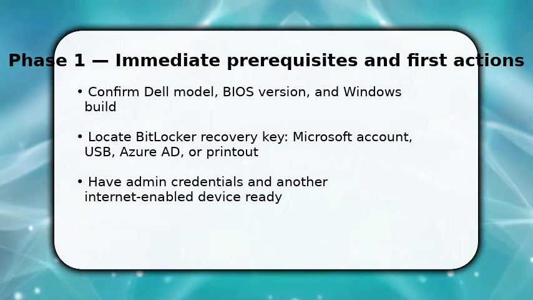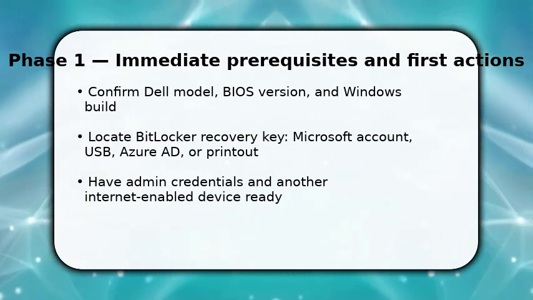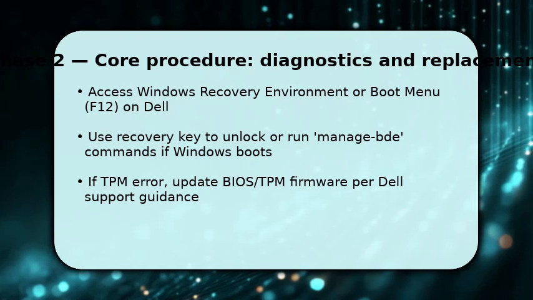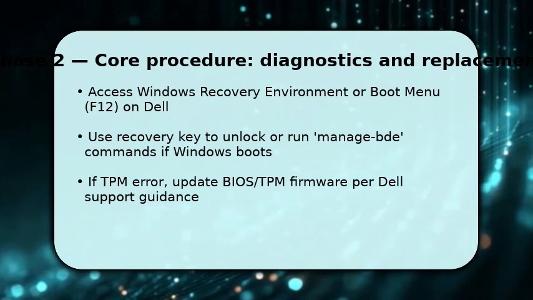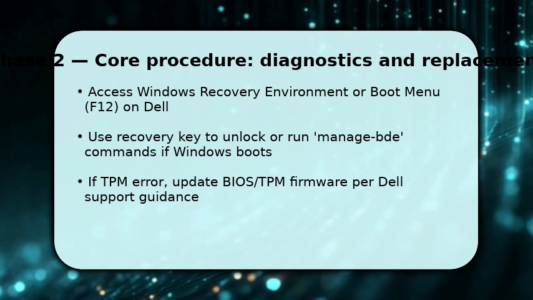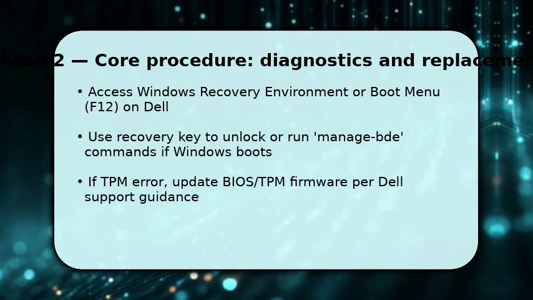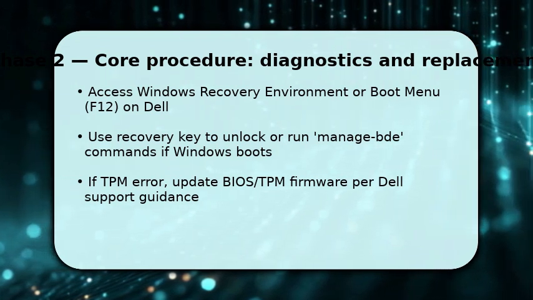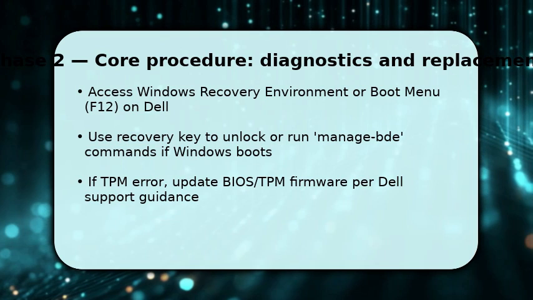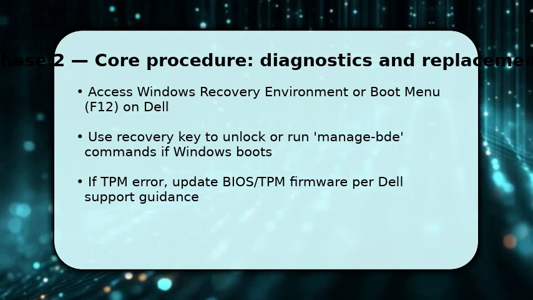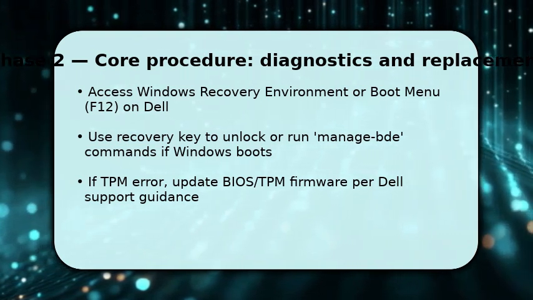Once you've got the key, boot into the Dell boot menu, F12, or the Windows recovery environment and choose the prompt to enter the BitLocker recovery key. This immediately attempts to unlock the volume. If Windows boots, open an elevated command prompt and run manage-bde status, then manage-bde -unlock D: -RecoveryPassword, your 48-digit key, to decrypt.